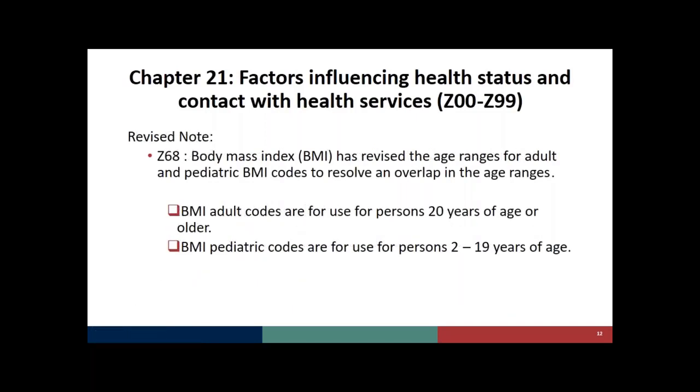Okay, this one actually is still in chapter 21. And this is a revised note because what they've done is actually changed the Z68. The BMI has revised the age ranges for adult and pediatric BMI codes so that it doesn't overlap, essentially. The BMI adult codes are for persons 20 years of age or older. The pediatric codes are for persons 2 through 19. So if you have a BMI 2 through 19, you're going to use the pediatric. 20 and above, you're going to use the adult. So just thought I'd go over that with you because that's kind of a new revision within ICD-10-CM.